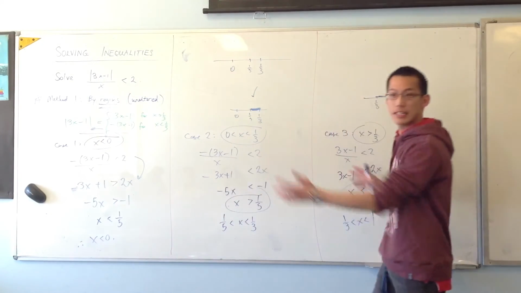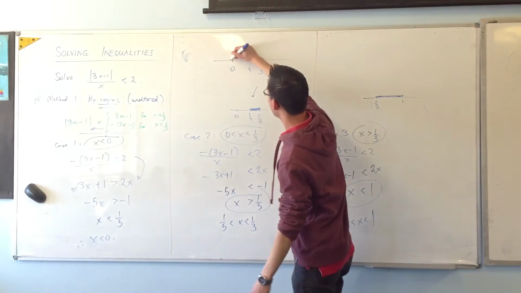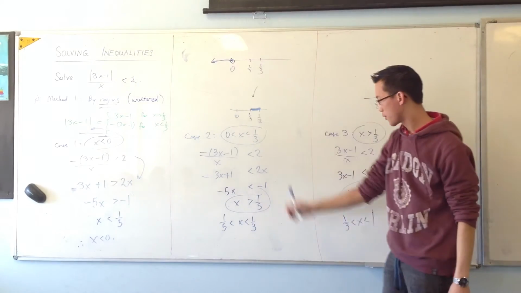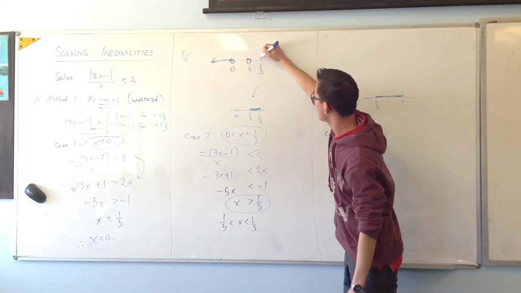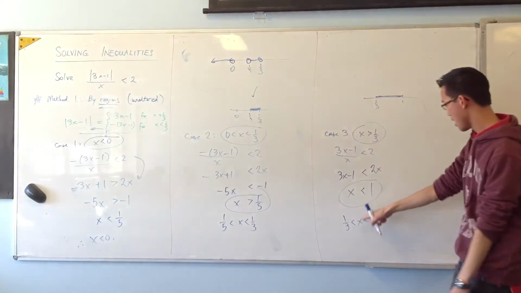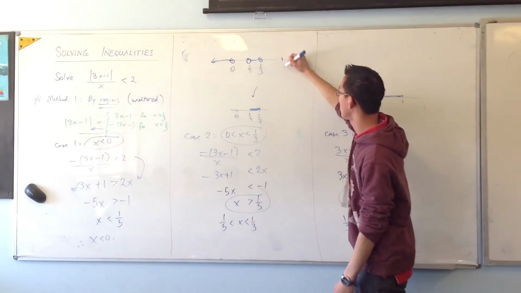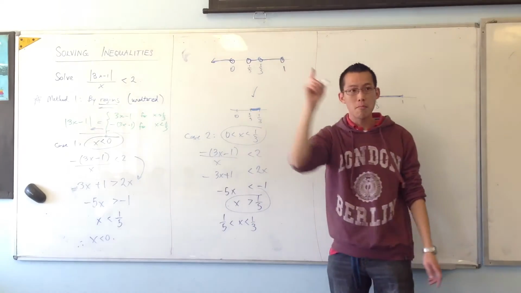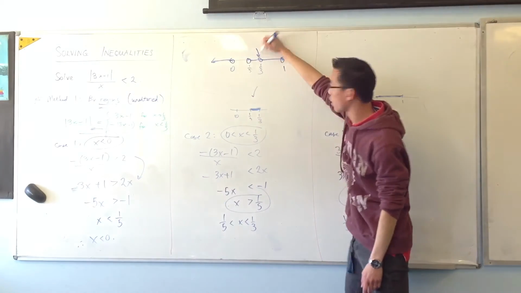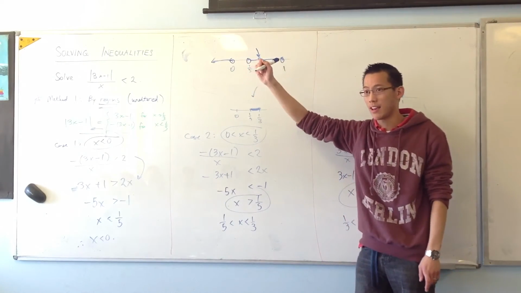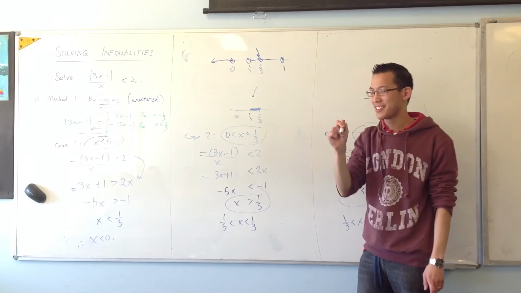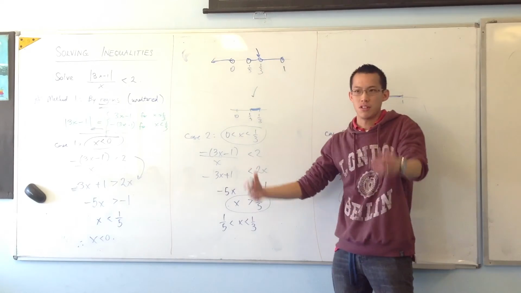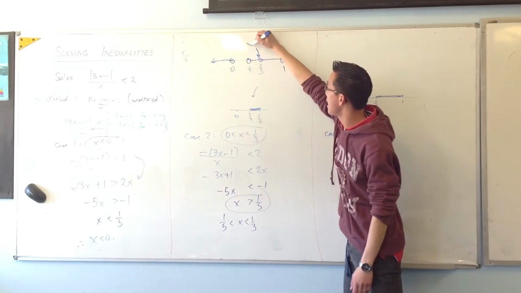I'm taking everything together. I've got x is less than 0, so that's that way. I've got between a fifth and a third, so that's here. And then I've got a third to 1, sorry, I forgot that point. Now, you might have noticed, that's weird, I've got a hole there. Is that really a hole? The answer is no, it's not, but I can't just say that. Why is it not? Well, I have to test x equals a third.